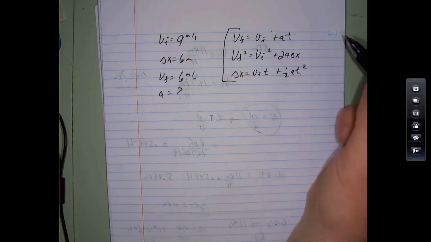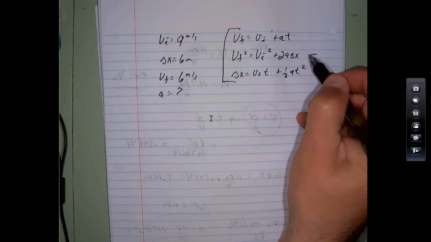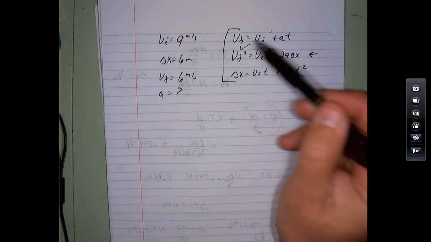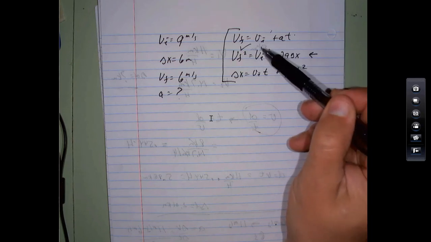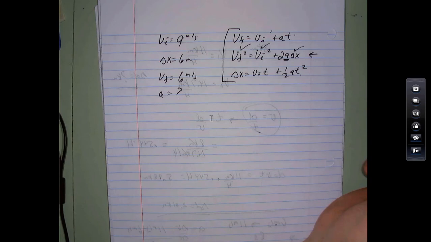Okay, so let's take a look. Because we don't know the amount of time, maybe this one will be helpful for us. Let's see if this will actually work. Okay, we know the final speed. I'll put a little check mark. We know the initial speed. Good. We know the displacement. Good. The only thing that we don't know is the acceleration.